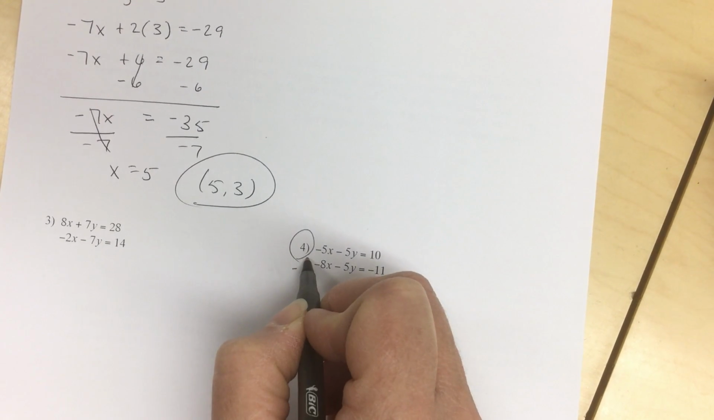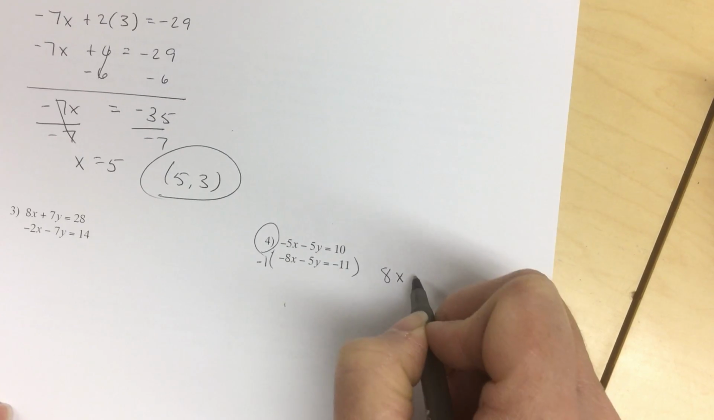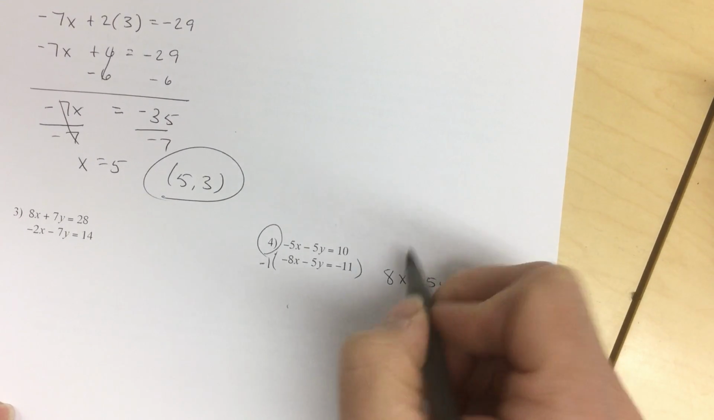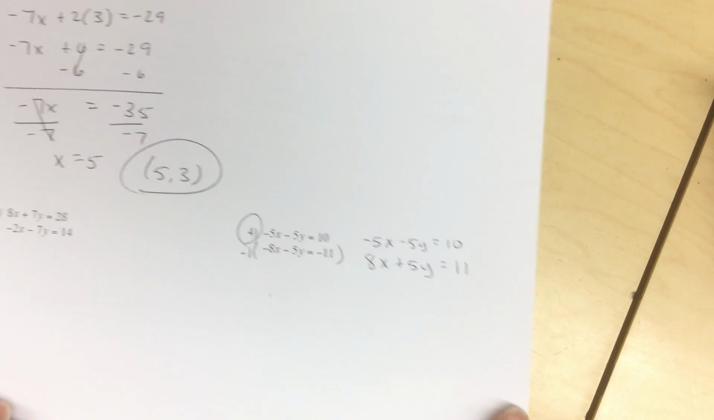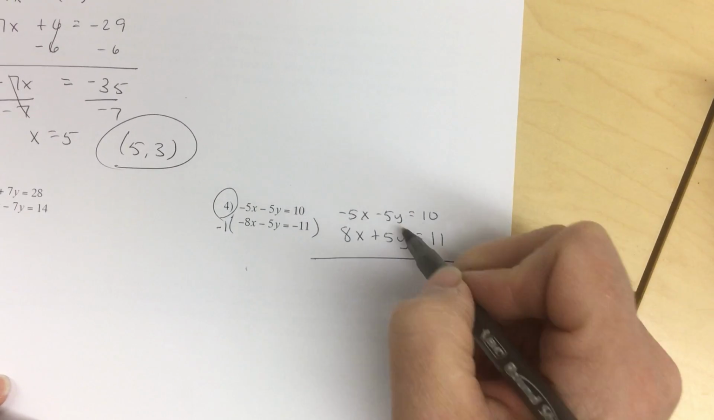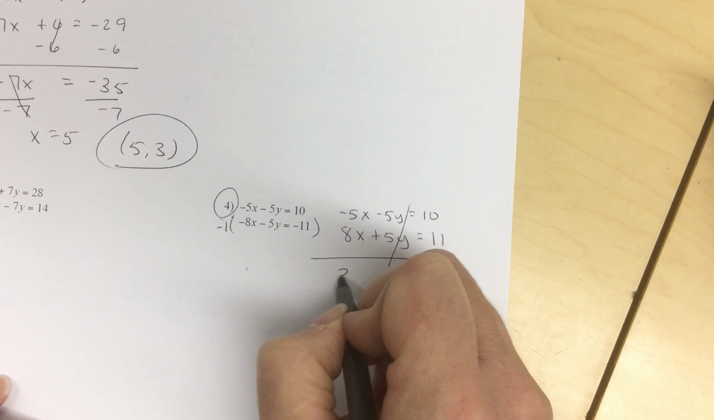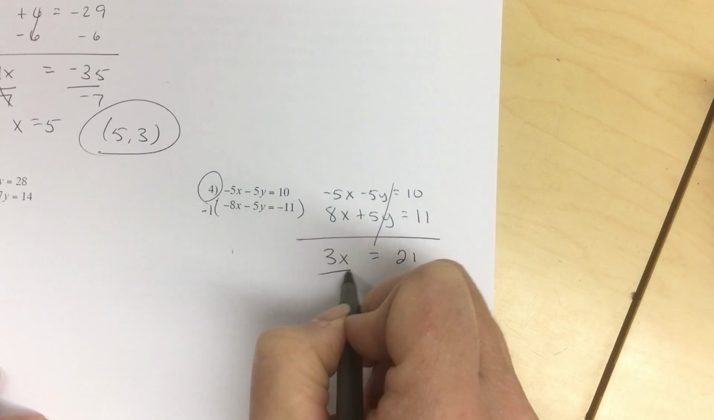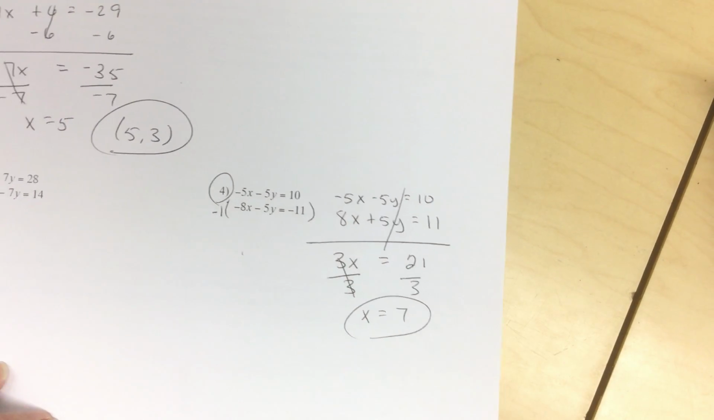So if I multiply the bottom equation by a negative 1, I would get a positive 8x, a positive 5y, and a positive 11. The top equation is negative 5x minus 5y equals 10. I'm going to leave it the same. I do that so that I end up with a negative 5y and a positive 5y, which now cancels out. Negative 5x plus 8x is 3x. 10 plus 11 is 21. So divide both sides by 3, and you get x equals 7.